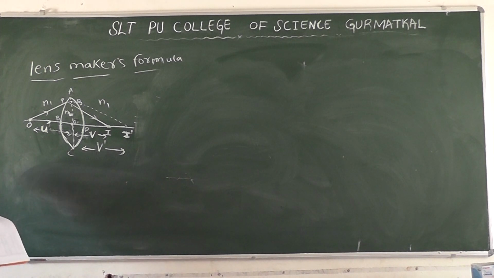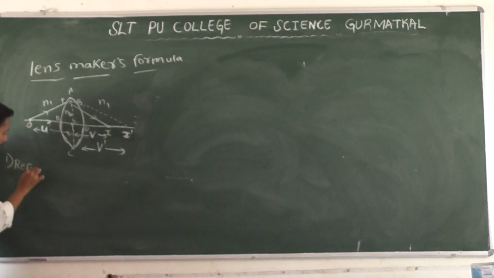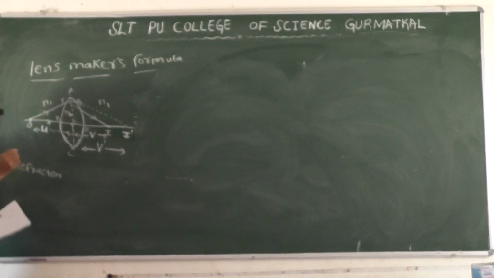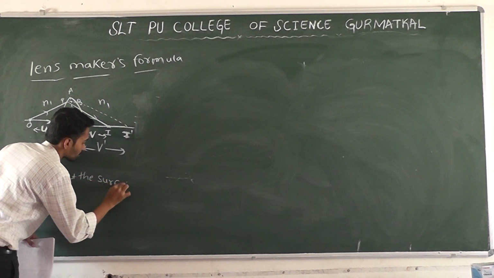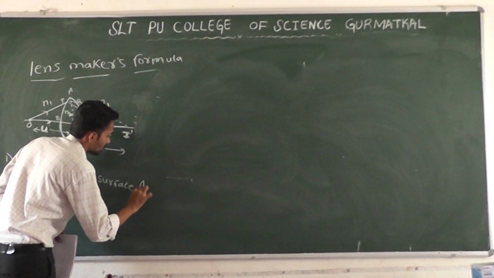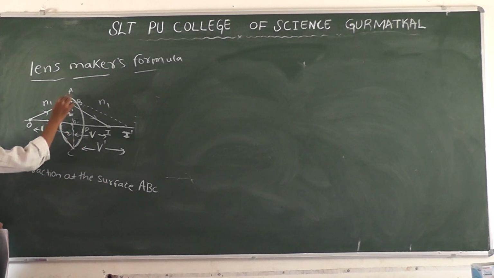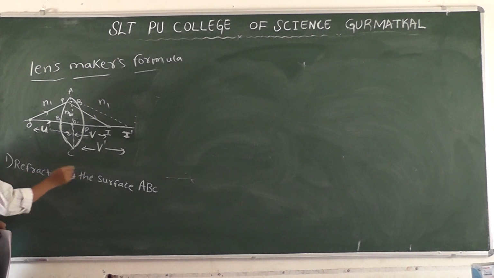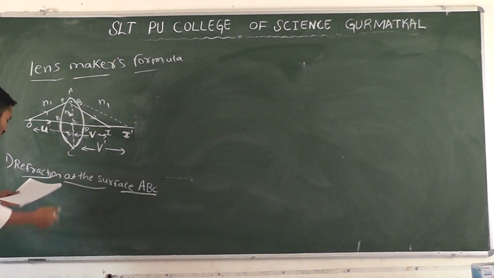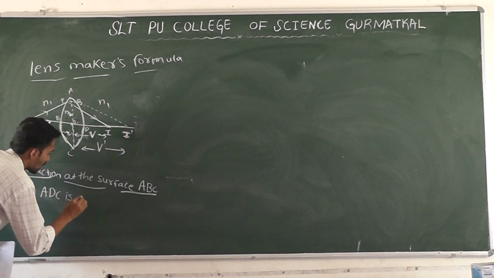In this case, we take two conditions. First condition, refraction at the surface ABC. We consider only one surface: the ABC surface is present, and the ADC surface is absent.